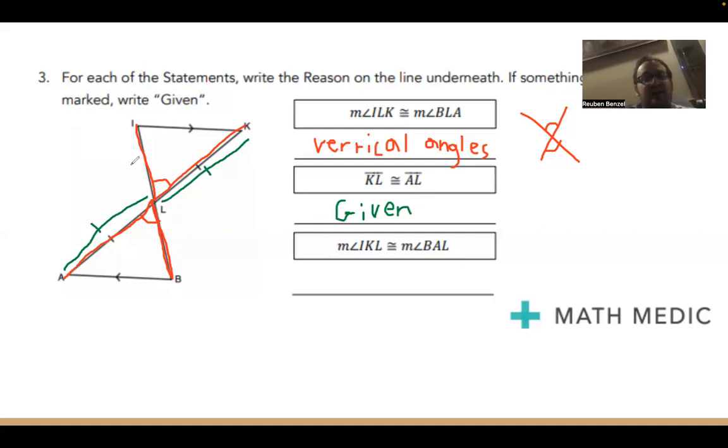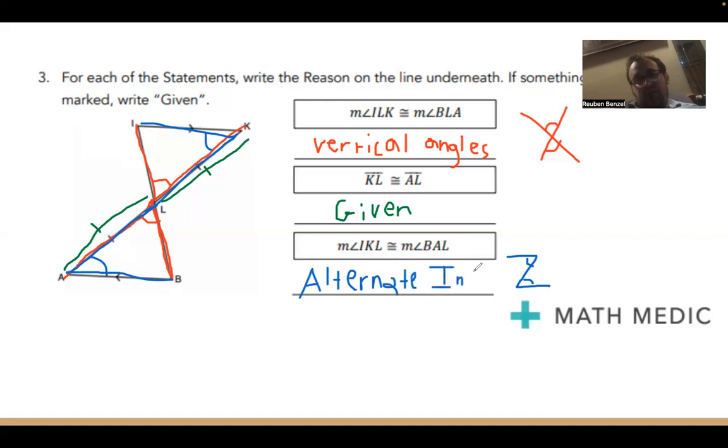And then we have angle IKL and angle BAL. I'm just going to use a third color on that. Angle IKL and angle BAL. And remember, the zigzag is an alternate interior angle. And that concludes lesson 5.1.